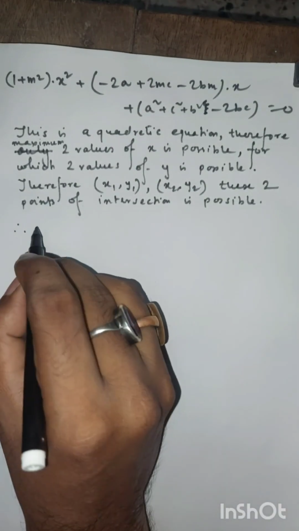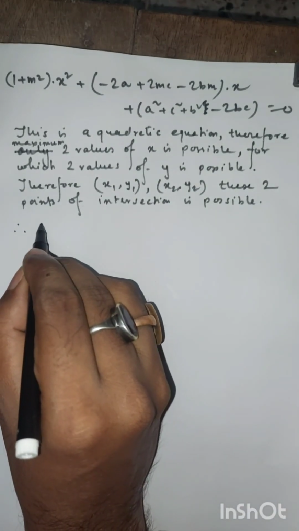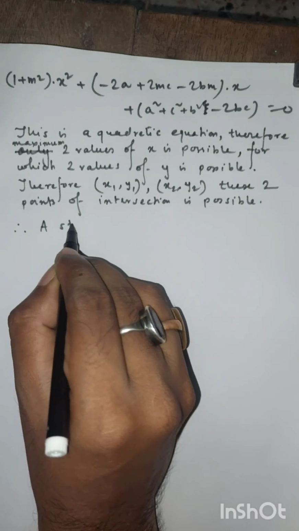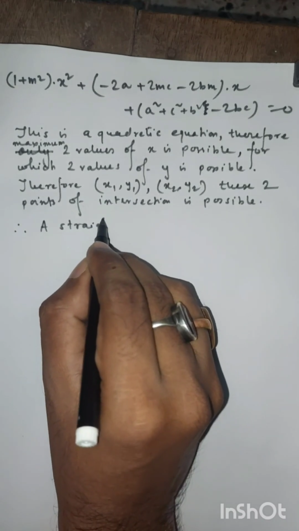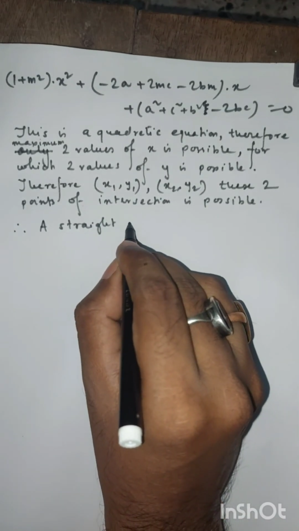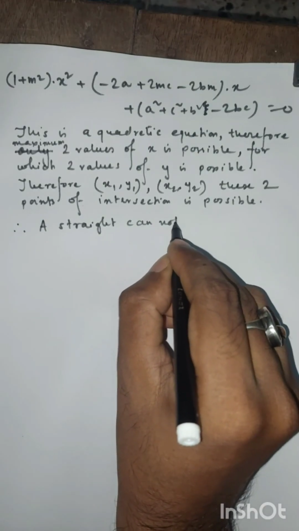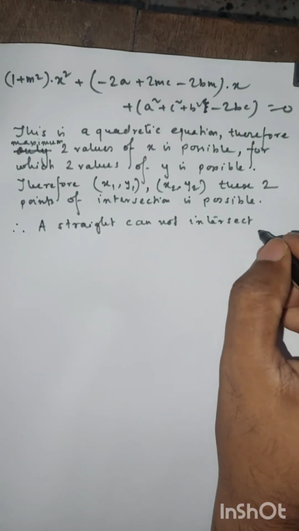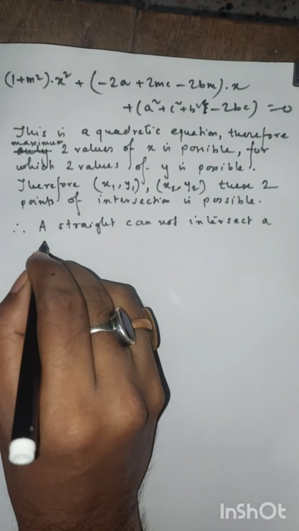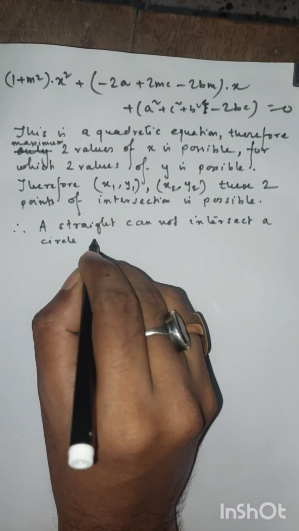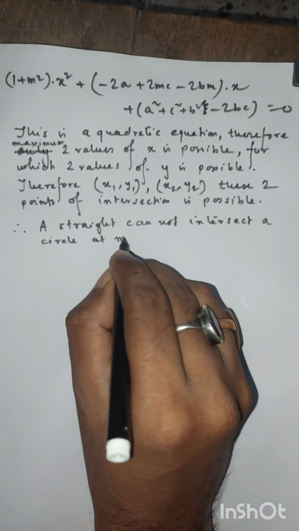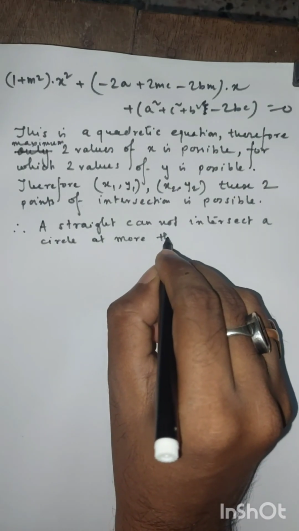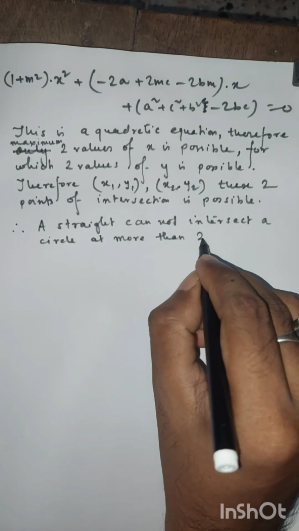Therefore, we can conclude a straight line cannot intersect a circle at more than 2 points.